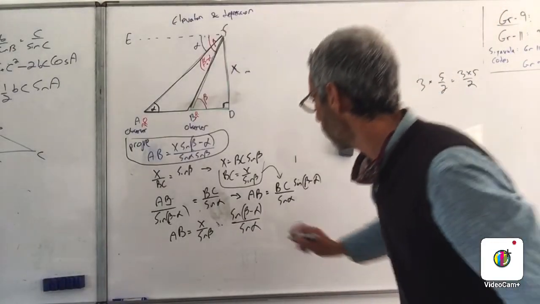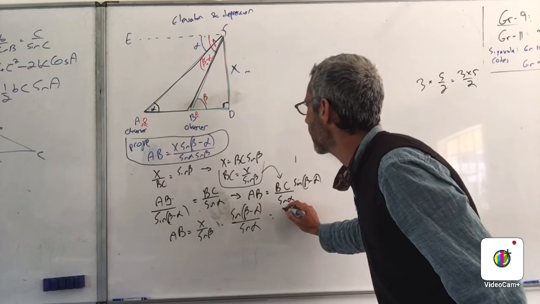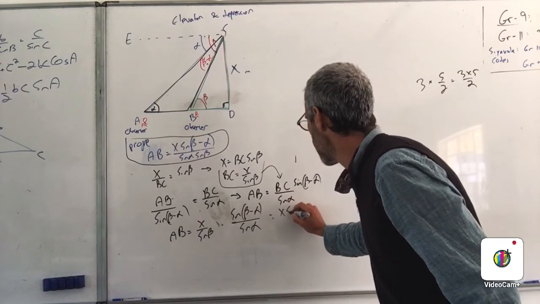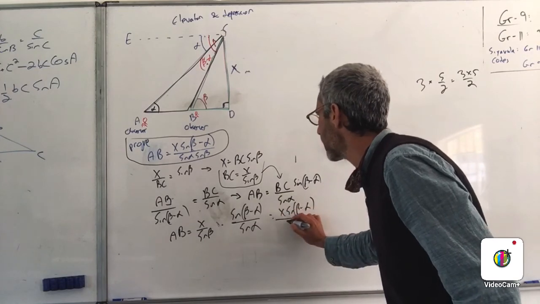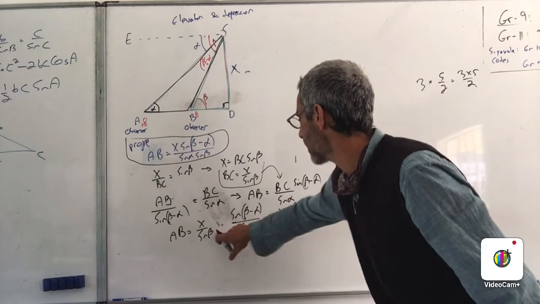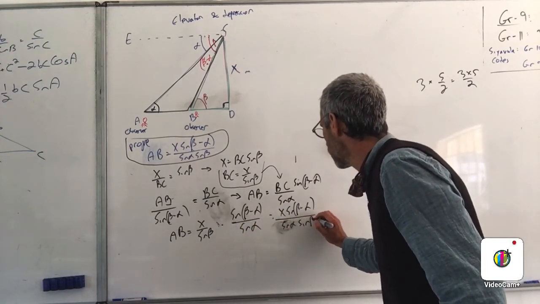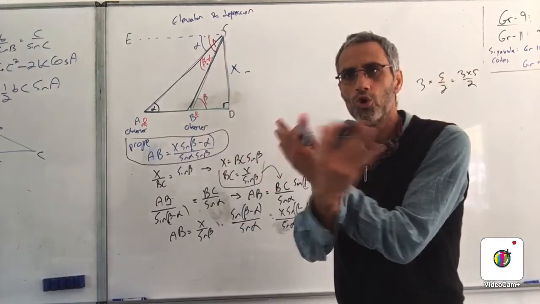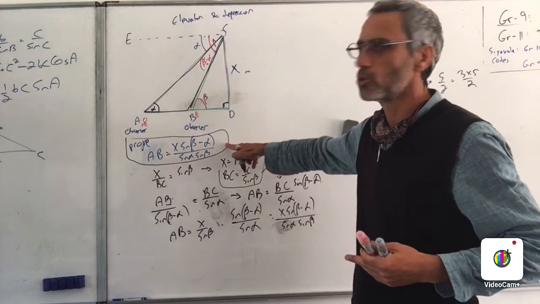Alright, we're moving on. We just multiply these things together. What are we getting? AB is equal to X sine beta minus alpha divided by sine beta sine alpha, or let's rearrange. Instead of sine beta sine alpha, let's write sine alpha sine beta. We can change the order of multiplication, 3 times 2 is 2 times 3. And that's what I wanted to prove.